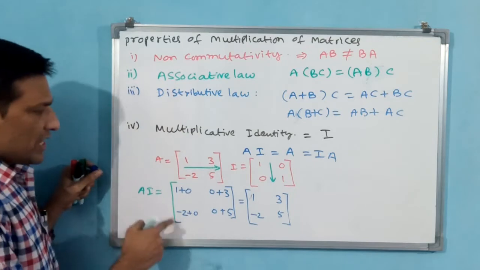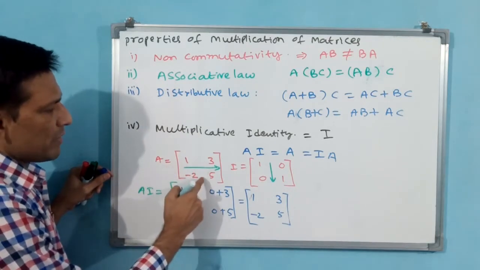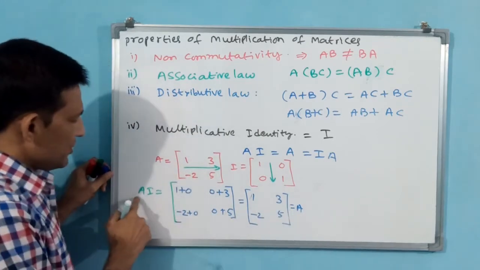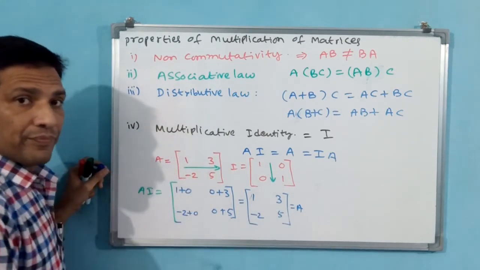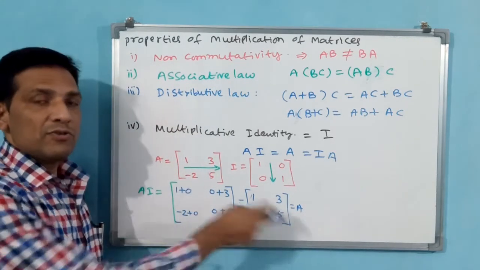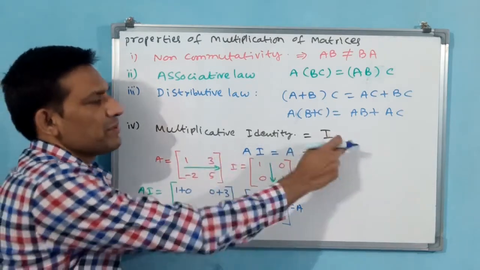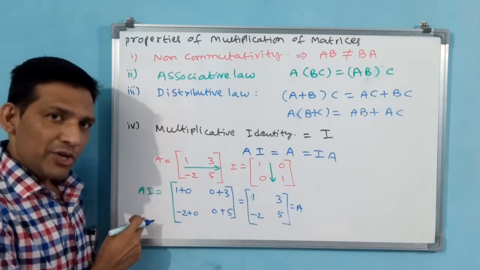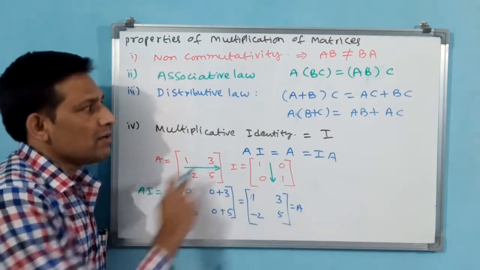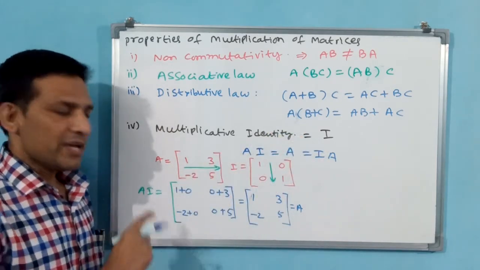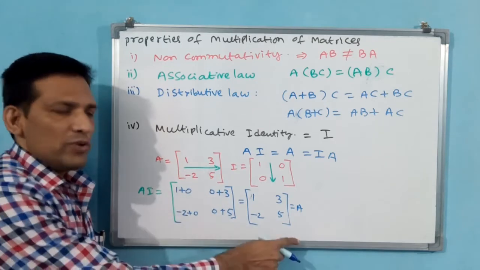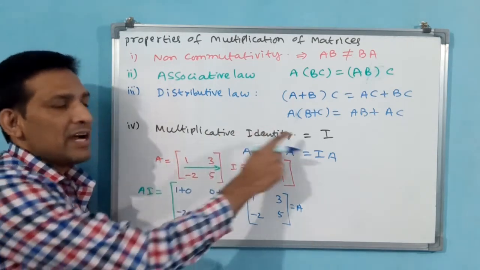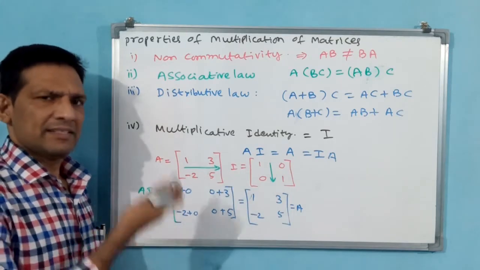Now AI, is it A? You see, 1, 3, minus 2, 5, and 1, 3, minus 2, 5. That is equal to A. That means AI has come out as A. If AI is equal to A, then I is the multiplicative identity, because here AI means A into I. A into I is equal to A means I will be the multiplicative identity. A plus O is equal to A means O will be the additive identity. Like this we can understand.